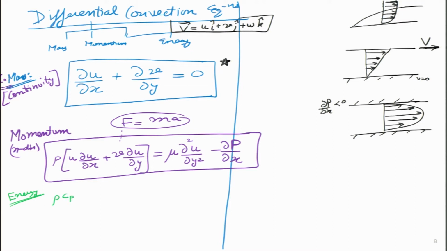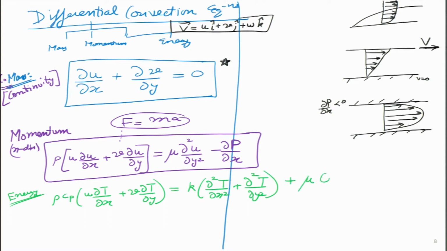So, it starts with rho Cp (u del T/del X plus v del T/del Y) is equal to K (del square T/del X square plus del square T/del Y square) plus mu into phi, where phi is defined in the next equation as follows.